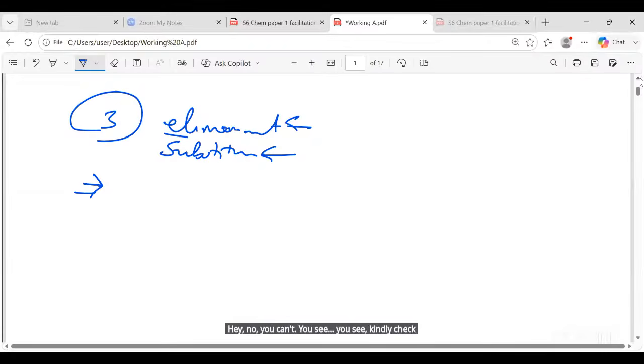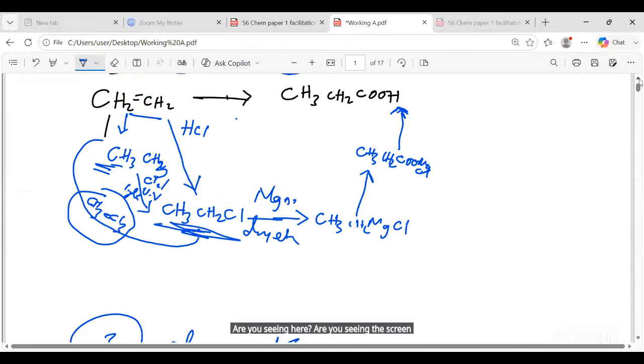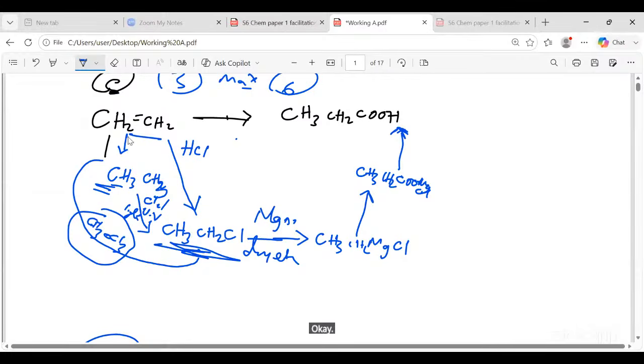Are you seeing the screen? Okay. You see, I first moved from ethene. Are we there? Yes. I did the hydrogenation. I added hydrogen in presence of maybe nickel catalyst. I got my alkane. Are you seeing that? Yes. Then I did chlorination: chlorine in UV light. I got this. Are you seeing that?